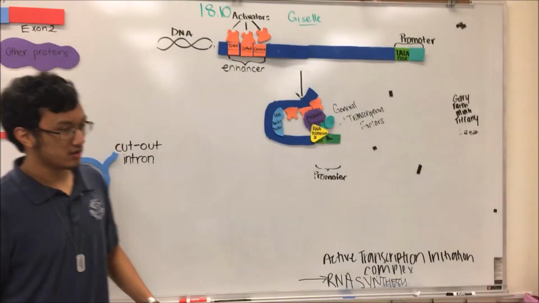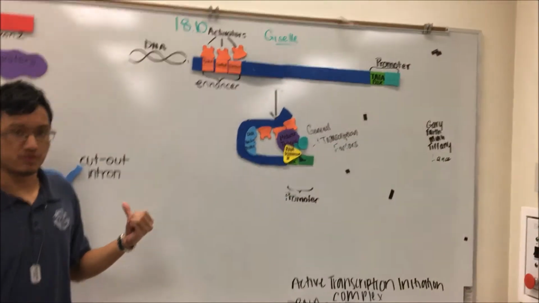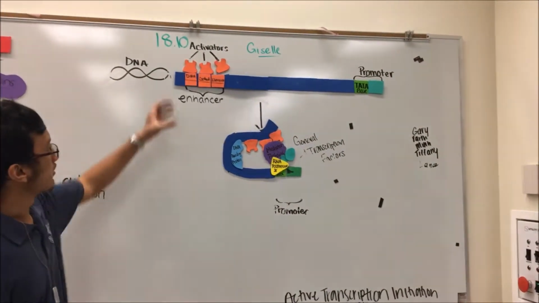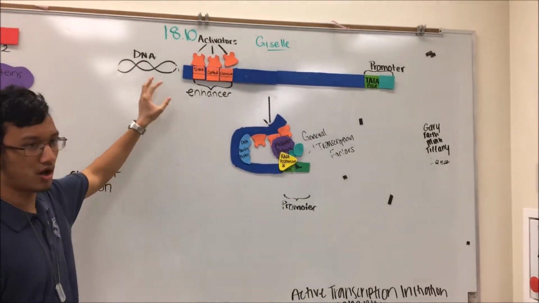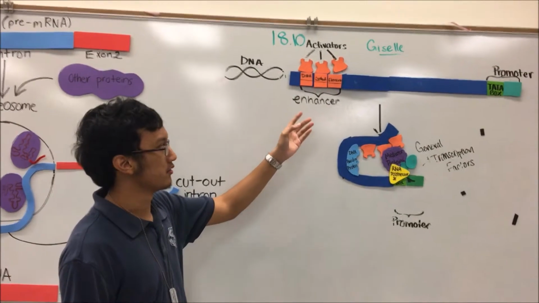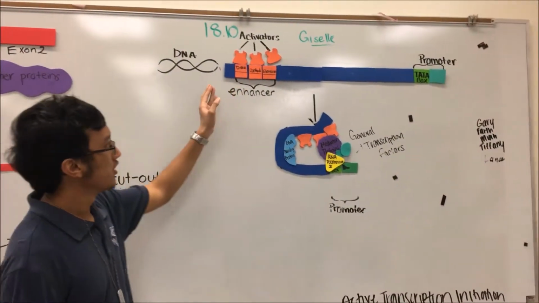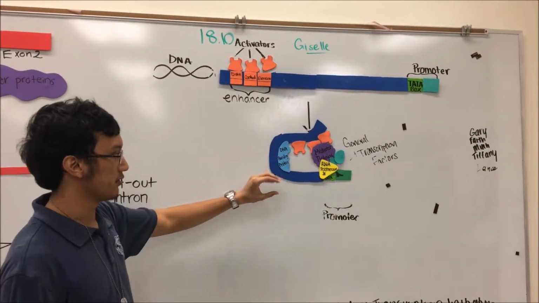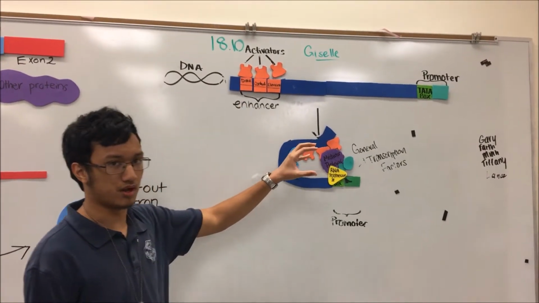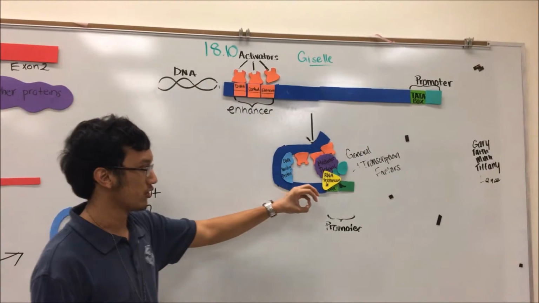Okay, so here in figure 18.10, we will go over the process that takes place before RNA synthesis. Here, the activators bind. On the DNA, activators bind to the distal control elements, which are the enhancer. This causes the DNA bending protein to bend the DNA so that the activators would have a better shape.